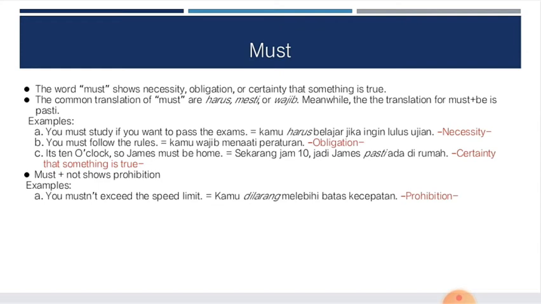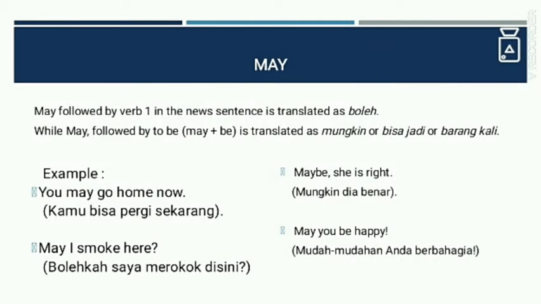Okay, my name is Selfi Laila Rahmawati, and I will explain about the modals may and ought to. May followed by verb 1 in a sentence is translated as boleh, while may followed by to be, may plus be, is translated as mungkin or bisa jadi or barangkali. For example, you might go home now. Kamu bisa pergi sekarang. May followed by verb 1, which is go here, is translated as boleh or bisa.